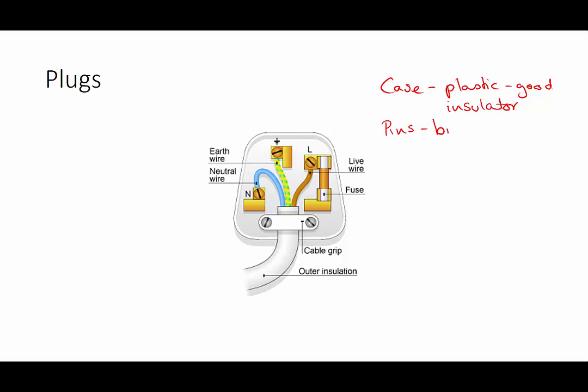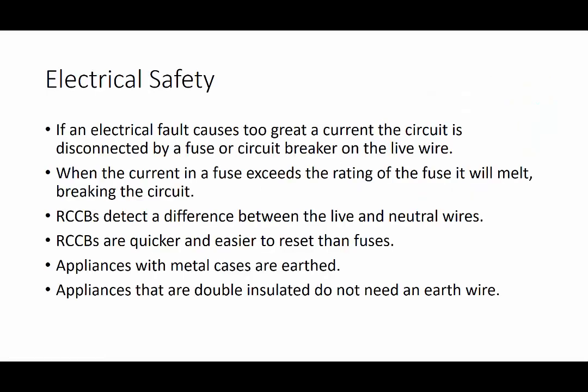The wires are made of copper because that is a good conductor as well. Also note that you have a cable clip grip to keep the cable from falling out, and you have a fuse in the plug. The purpose of the fuse is to stop the current becoming too large, so we want to pick the next current up. So if your appliance is using 2.5 amps, you'd want a 3 amp fuse.